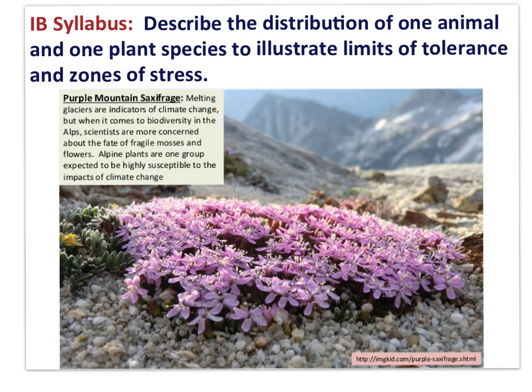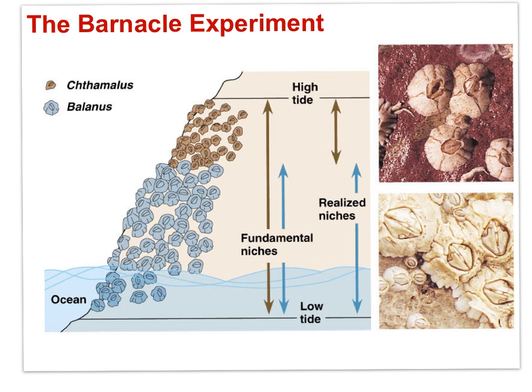Here is an image of mountain saxifrage that has its niche in high mountain tundra-like conditions. With climate change, will the saxifrage experience stress? Will environmental change occur so quickly that it might not survive? The barnacles provide a further example for you to describe the distribution of an animal species to illustrate limits of tolerance and zones of stress. I've come back to this slide, though, for a different reason.